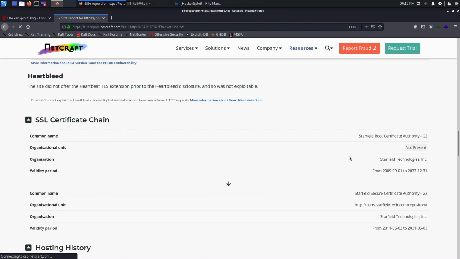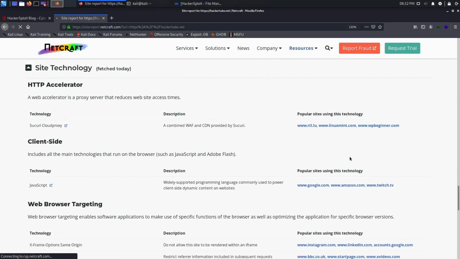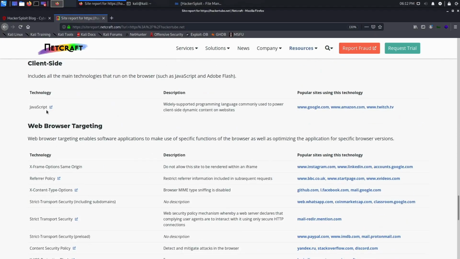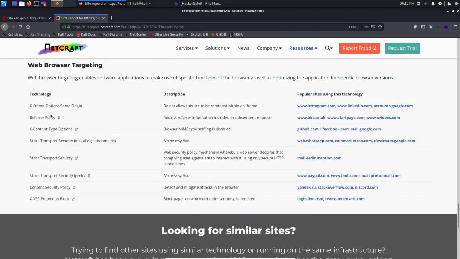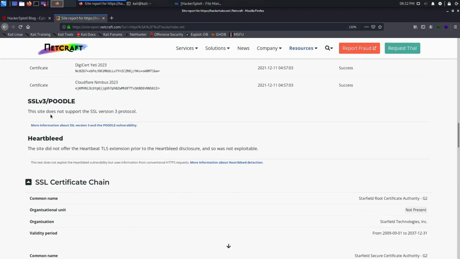And I'm looking for the actual, let's take a look at the actual technologies running on the actual site. So HTTP accelerator, we can see we have the security cloud proxy. Securi is essentially a combined web application firewall and a content delivery network provider. We can see on the client side is JavaScript, nothing regarding the actual server side. So, we haven't been able to identify that. But yeah, that is going to conclude the practical demonstration side of this video.